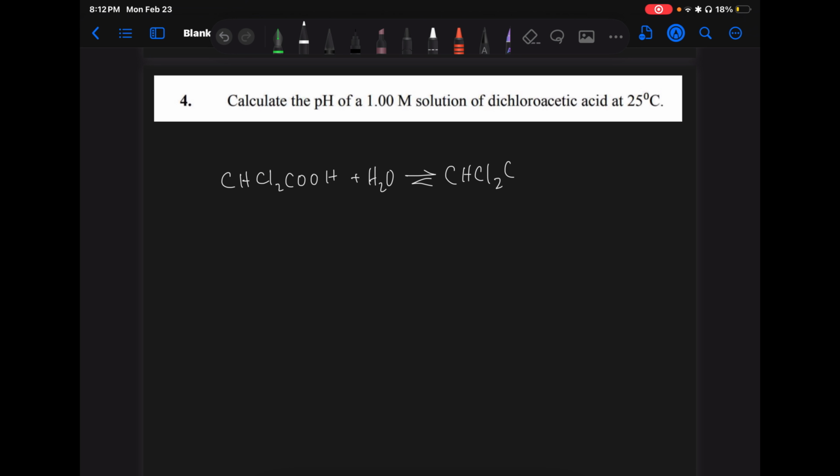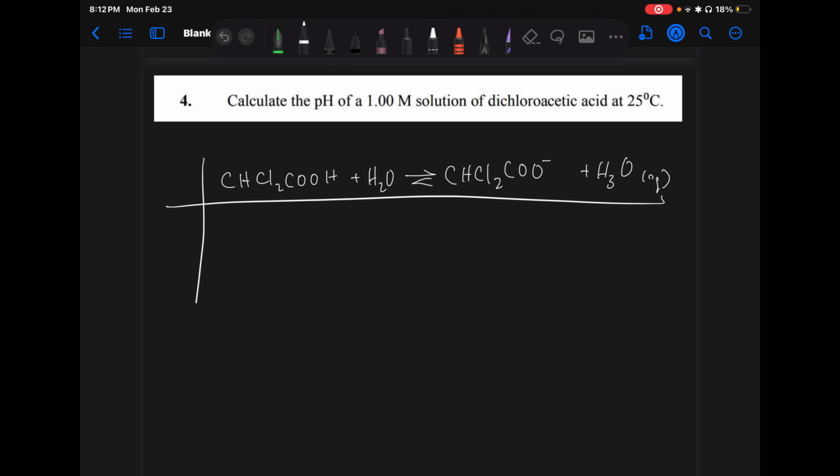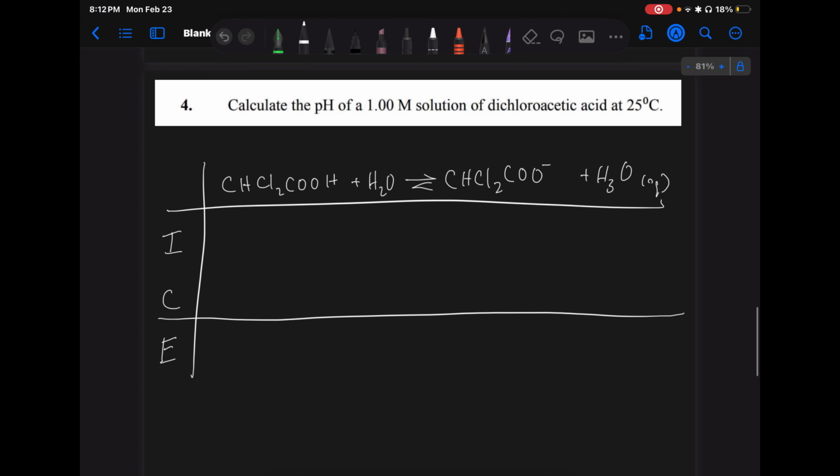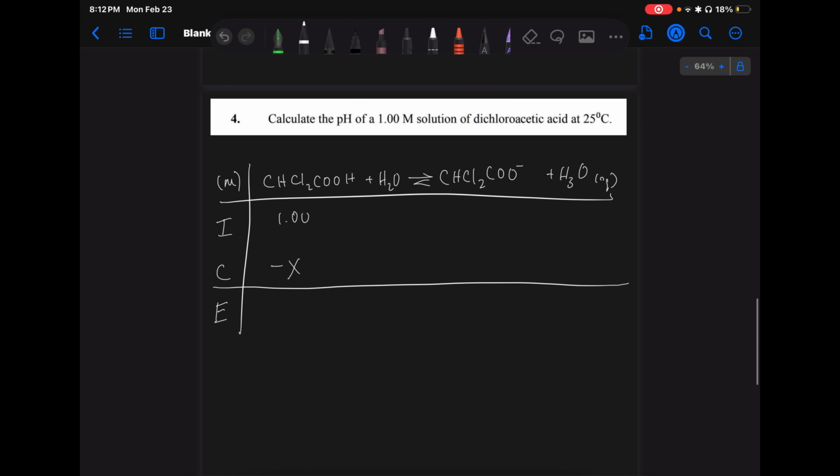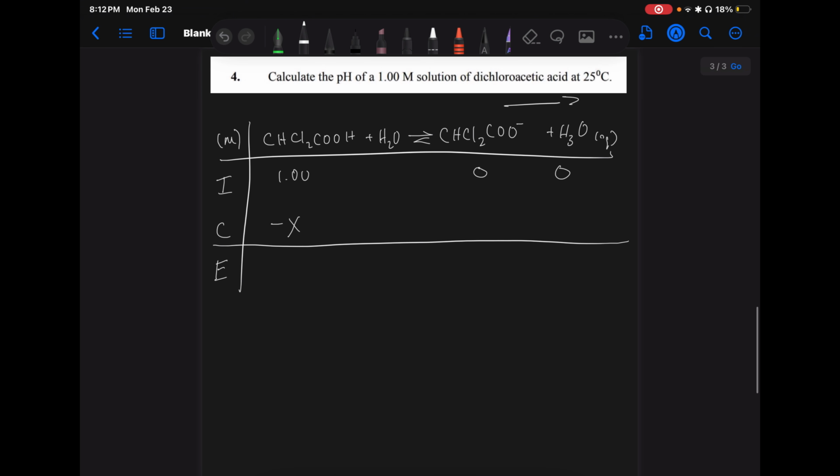But this is so tedious. CH3COO minus aqueous plus H3O, because this is an acid. So we want to make the ICE table: initial, change, equilibrium. And yeah, we could start with 1.00 moles here, minus X, because the reaction is going towards the right, because we start with 0 moles of product, plus X, and we don't really have to concern ourselves with H2O.